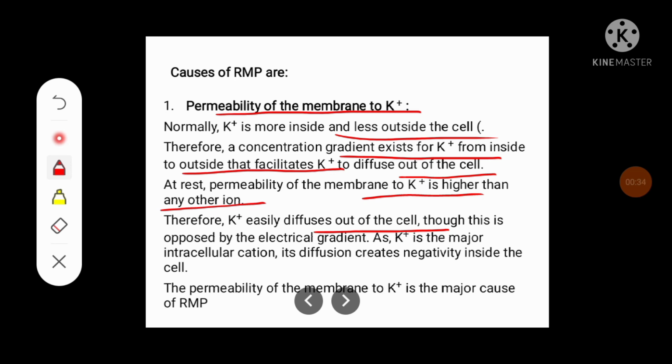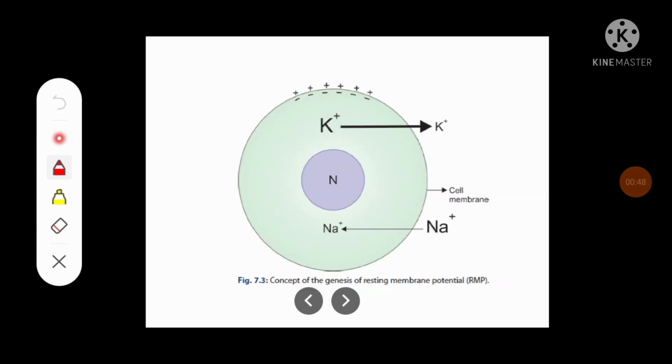and it is opposed by the electrical gradient. As potassium is the major intracellular cation, its diffusion creates negativity inside the cell. The permeability of the membrane for potassium is a major cause of resting membrane potential.